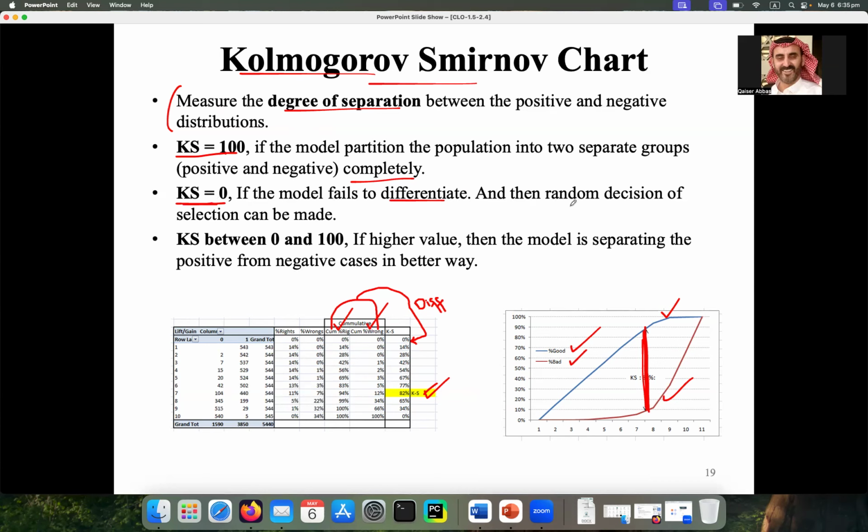And then what can you do? Then you can make a random decision, a manual approach, if your KS value is 0. And if your KS value is between 0 and 100, and it is higher like this, not 100 but higher, then it means that your model is able to separate these two classes with that percentage, 82%. And it is separating the positive class better as compared to the negative class, as you are seeing here. This is what this measure means.